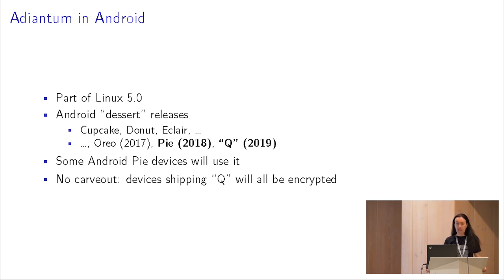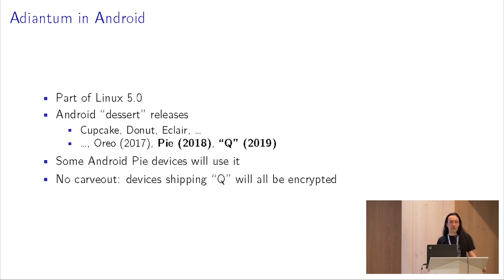The good news is Adiantum is already part of Linux 5.0. I don't really think in terms of years. I don't call years 2017 and 2018. I call years things like Oreo and Pie, because those are the names of the Android dessert releases that come out in each year. So this year's release was Android Pie, and we have added Adiantum to Android Pie, and some devices will be using that. And in Android Q, which we don't know what it'll be called yet, if you know of a dessert that's named after the letter Q, please let me know.